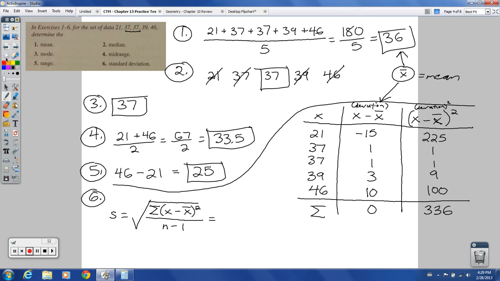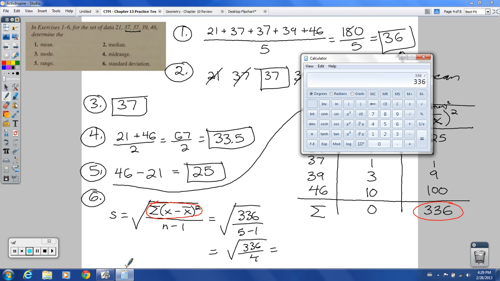Okay, so that's this part right here. That's the sum right here, the same as this part right here. That's the sum of the deviations squared. And so I'm going to plug this in now. Got the square root of 336 over n minus 1. That would be 5 minus 1. That would be the square root of 336 over 4. 336 divided by 4 is 84. So I have the square root of 84.